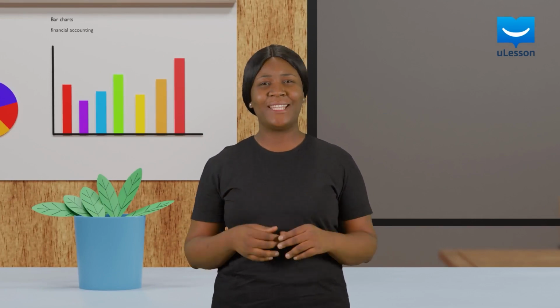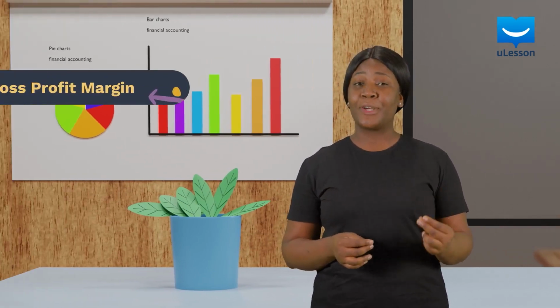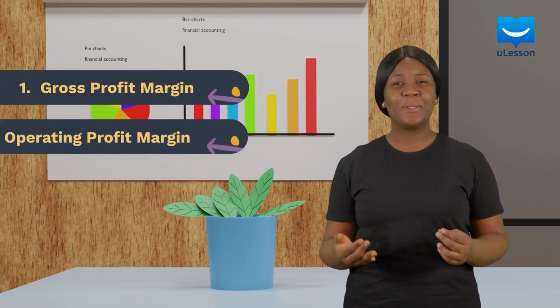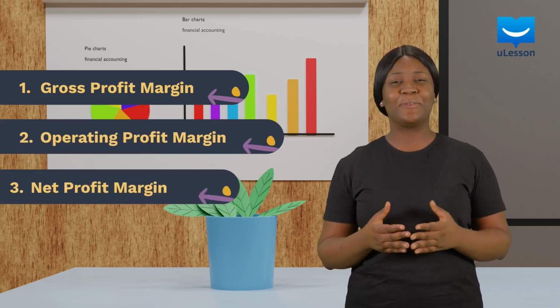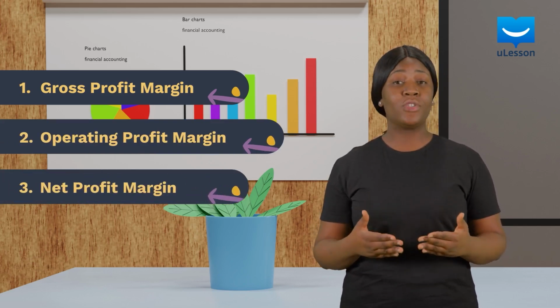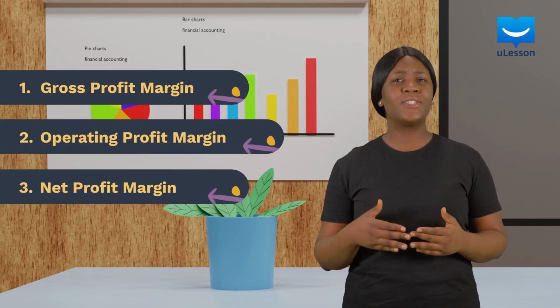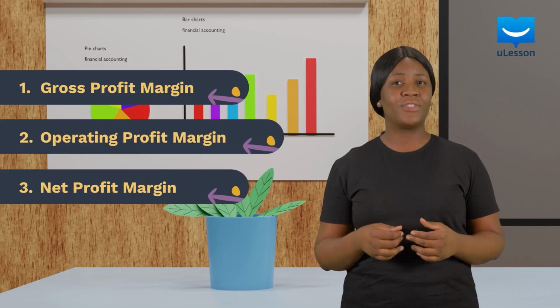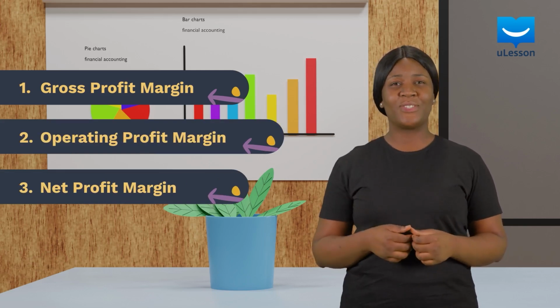That will be all for this lesson. You now know the formulas used to calculate the margin ratio for profitability, which are the gross profit margin, the operating profit margin, and the net profit margin. In future lessons, we will look into the second profitability ratio, the returns ratio.